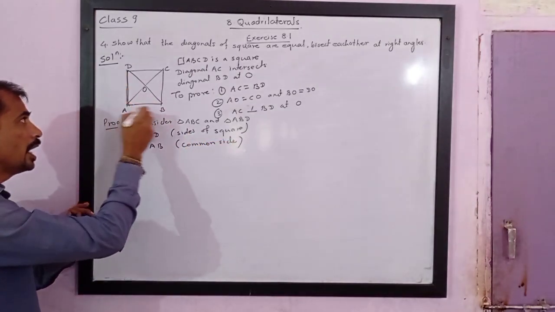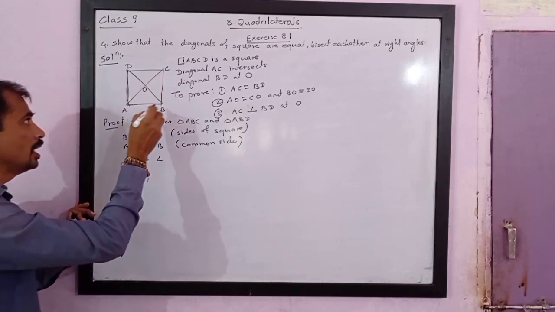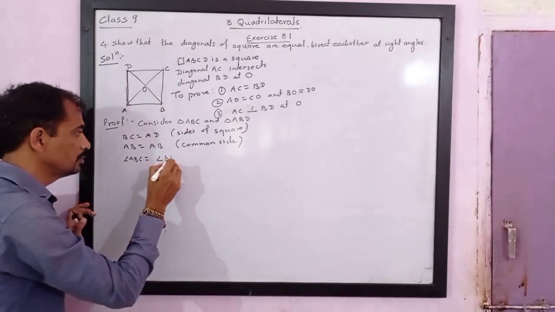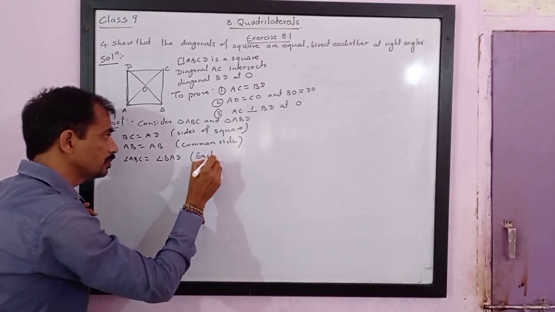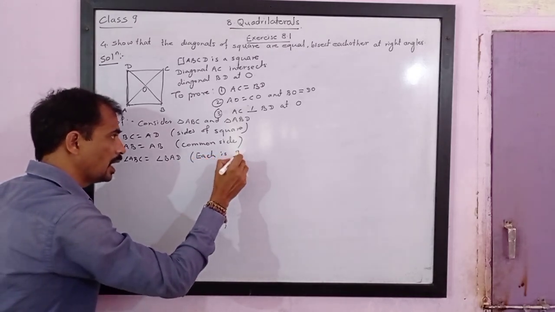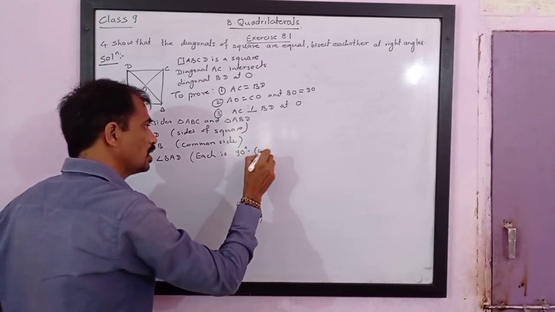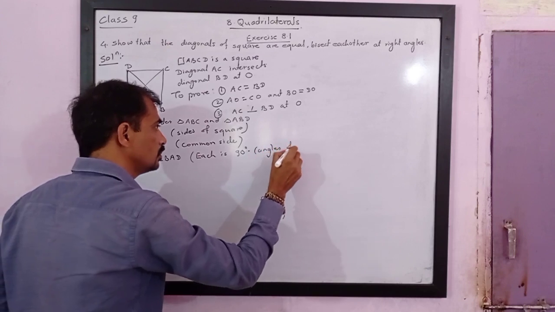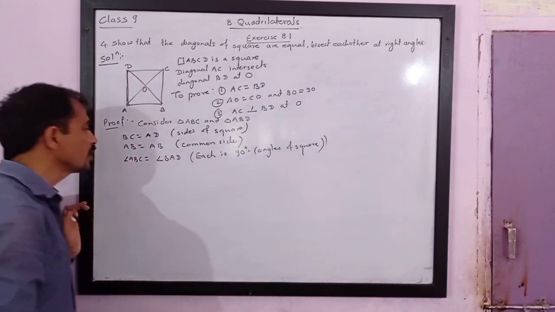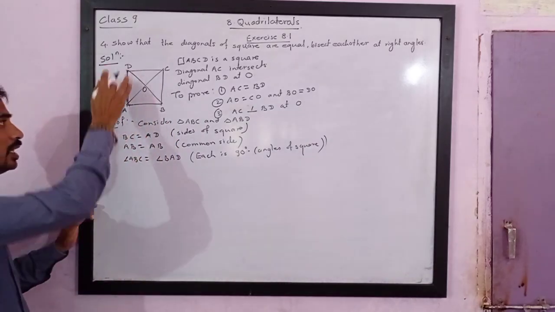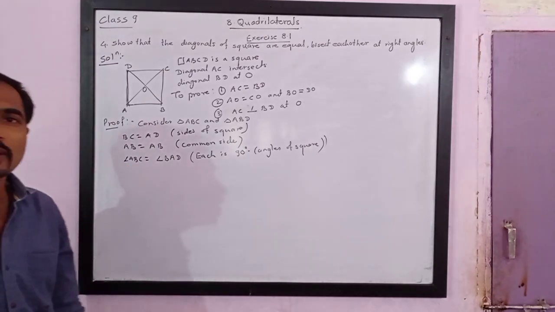Then angle ABC equals angle BAD. Reason is each is 90 degrees, or you can say angles of a square. We know that all angles of a square are equal. So watch carefully. In these two triangles, two sides are congruent and the included angle is congruent. It means the two triangles are congruent by the SAS test.